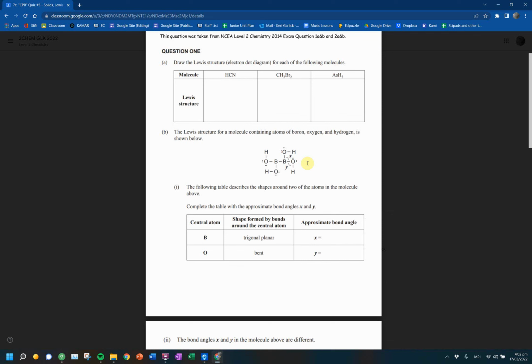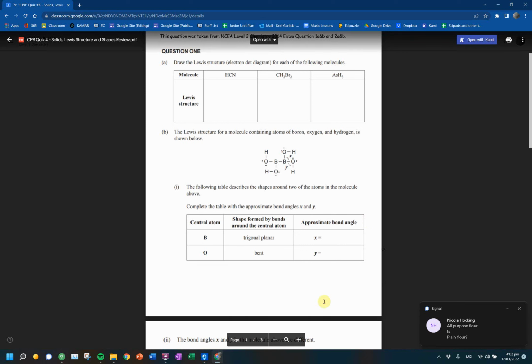This is actually quite common. Actually, I wouldn't say it's quite common. It's common for mock assessments.